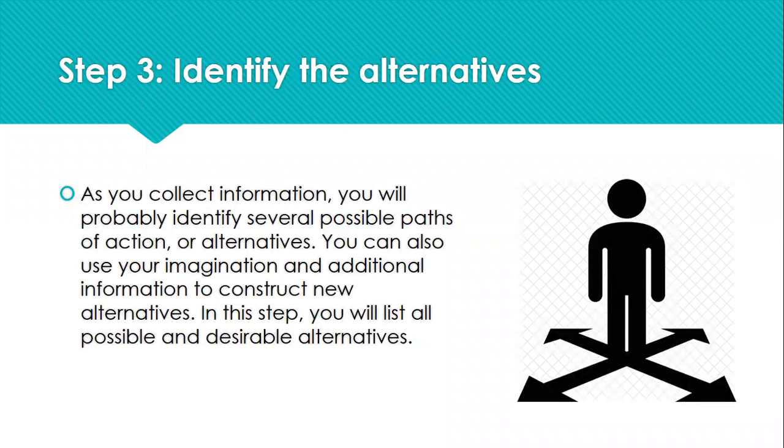In step three, you need to identify the alternatives. As you collect information, you'll probably identify several possible paths of action, or several alternatives. You can also use your imagination and additional information to construct new alternatives. In this step, you will list all possible and desirable alternatives. If you look at this man, he has four ways to go. You need to do the same thing.